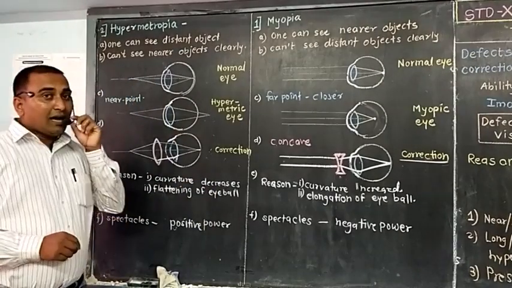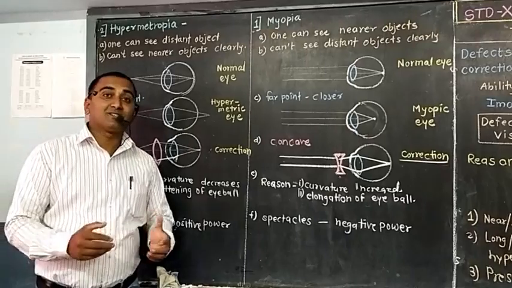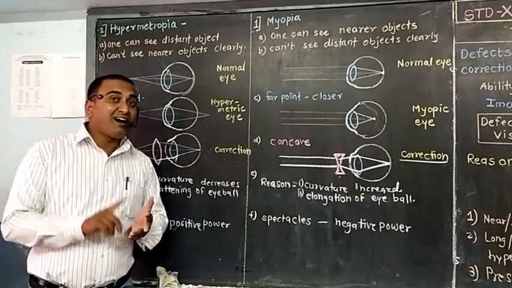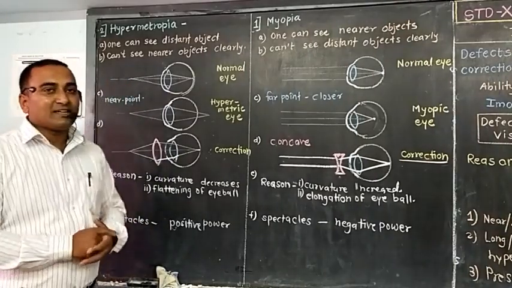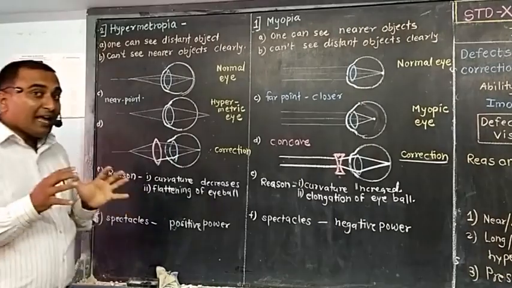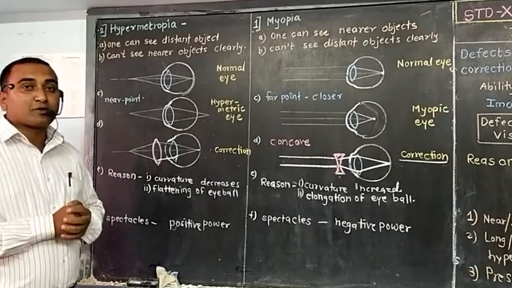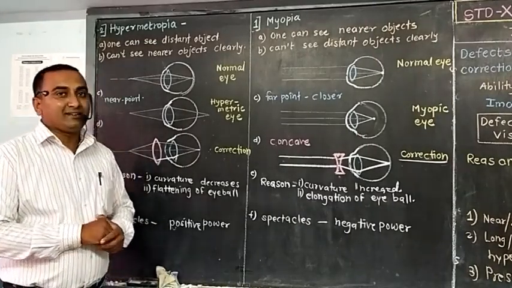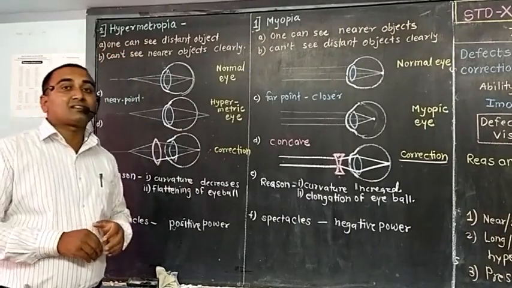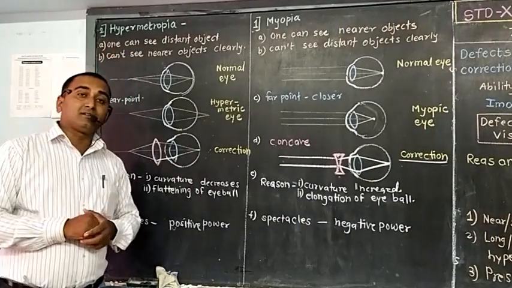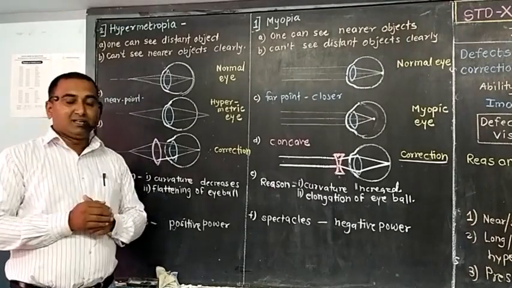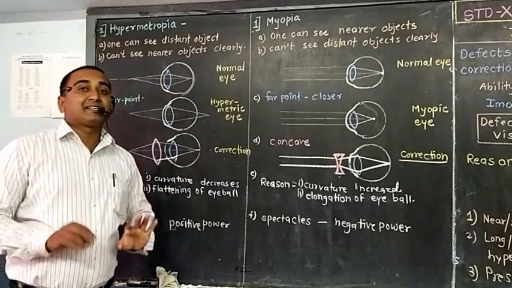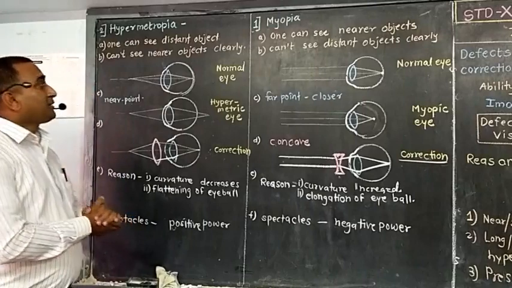The next defect is hypermetropia. See, it has many meanings. First, it is long-sightedness. Number two, it is far-sightedness, or it is also called hypermetropia. See what actually happens. What is the definition of hypermetropia? Hypermetropia is a defect of vision in which one can see distant objects clearly, the objects which are far away from us, but cannot see nearer objects clearly. That is the meaning of hypermetropia.